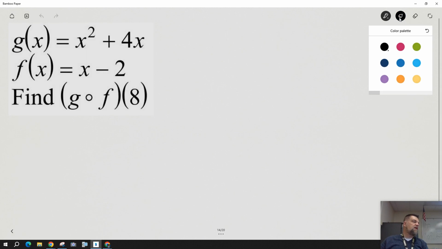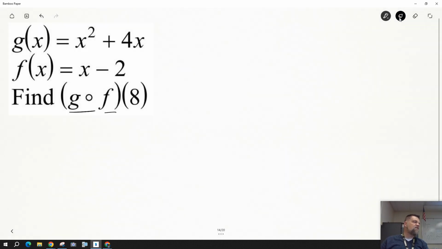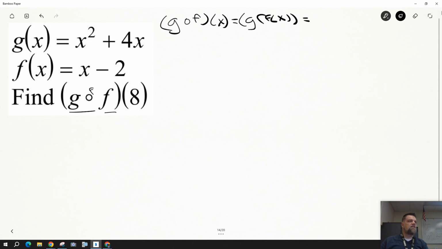I want to talk to you about this. When you see g of f of x, think of this as g of f. Well, what is g of f? Well, when I say g of f of x, that's the same as g of f of x. Okay? One parentheses kind of looks like an F, doesn't it?